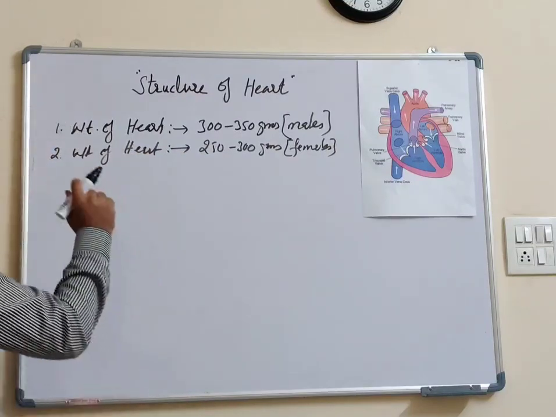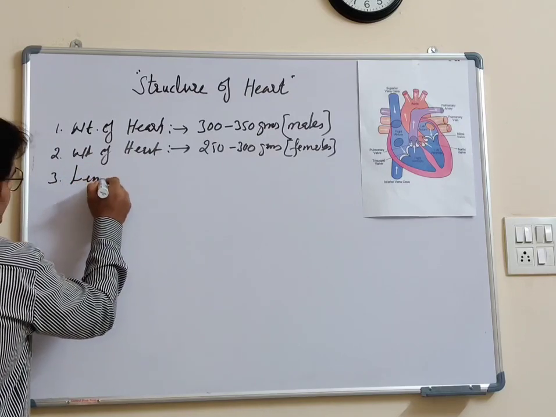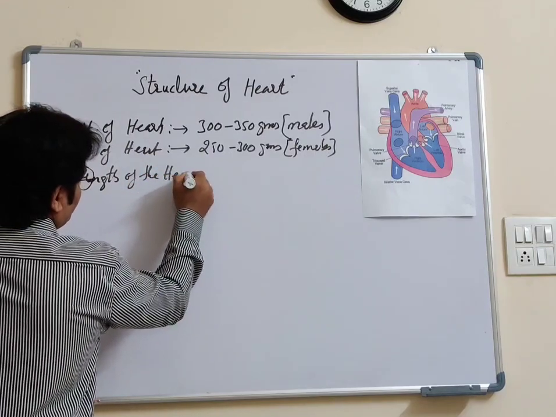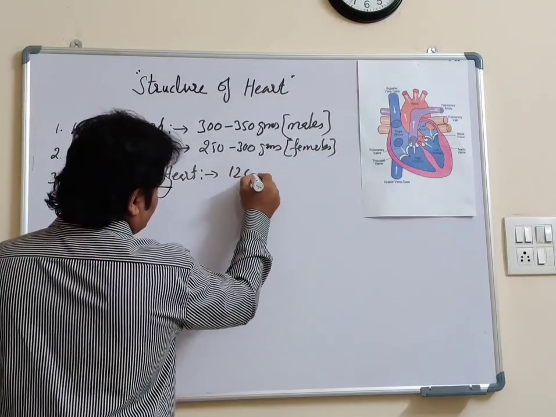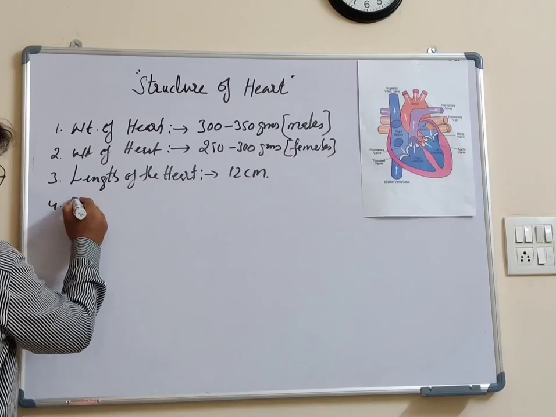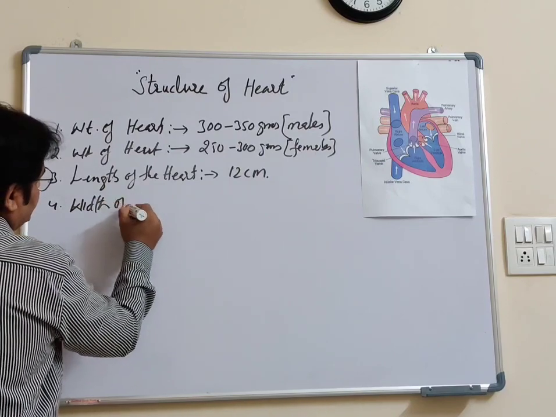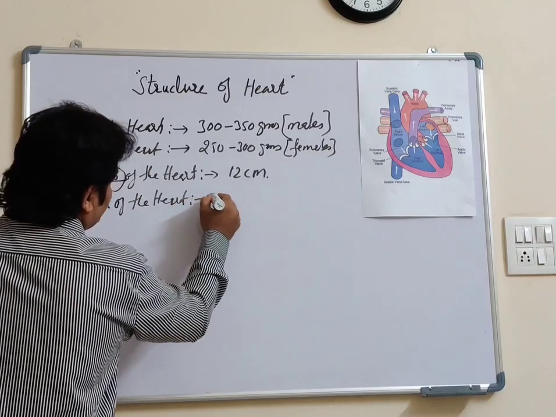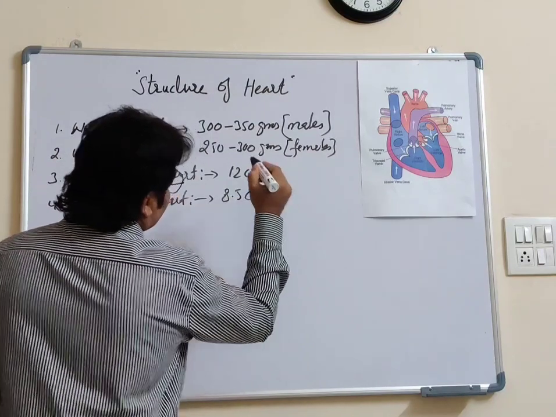Next, length and width you can write. Third point, the length of the heart. What is the length of the heart? Nearly 12 centimeters. And the fourth one is the width of the heart. What is the width here? Nearly 8.5 centimeters.